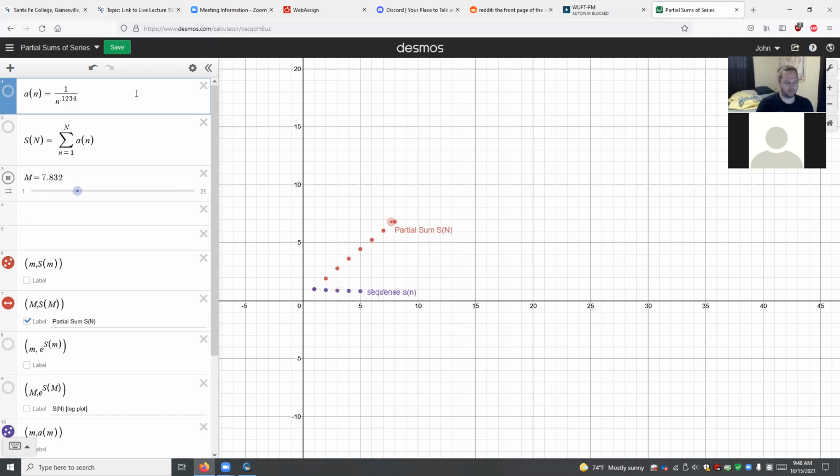If I change that power to 0.1234, the purple still goes to 0 because that's still a positive power, but now the red is getting bigger and bigger. And what you start to realize is that there's sort of a magical threshold here. If the power of n downstairs is smaller than 1, then the red looks like it's going to get bigger and bigger and bigger. But if the power is bigger than 1, then the red is curving over fast enough that it looks like it might have a horizontal asymptote. Kind of the thing we're discovering here is a theorem related to what are called p-series, and we're going to talk about those a little later.